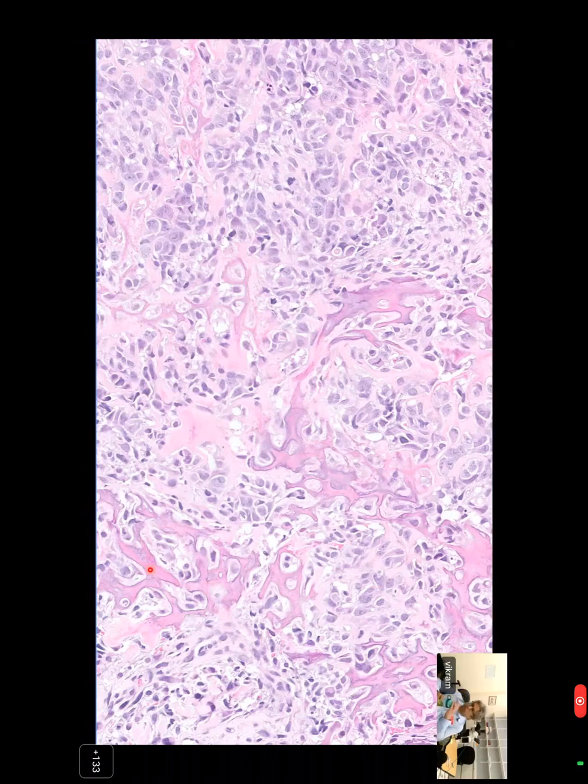Sir, there are osteoid depositions there. Very good. And why is it osteoid? Sir, because there are osteoblasts near this osteoid matrix.